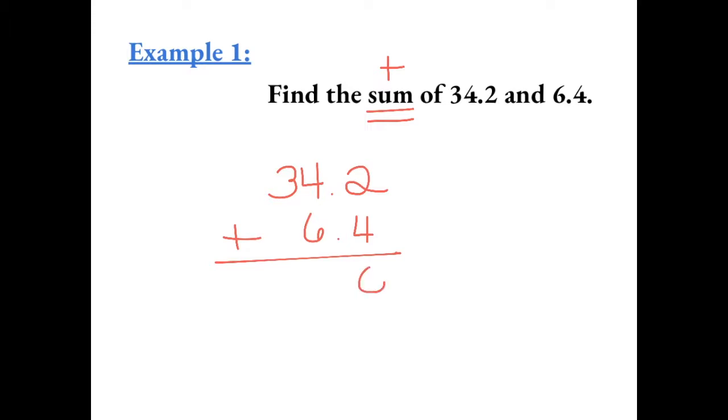2 plus 4 is 6. 6 plus 4 is 10. 3 plus 1 is 4. And then remember to always bring down the decimal. So the sum is 40.6.